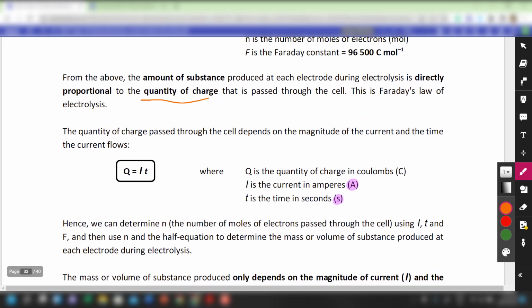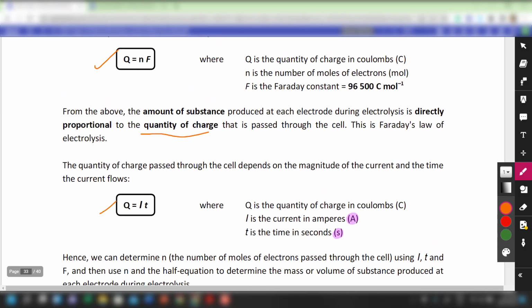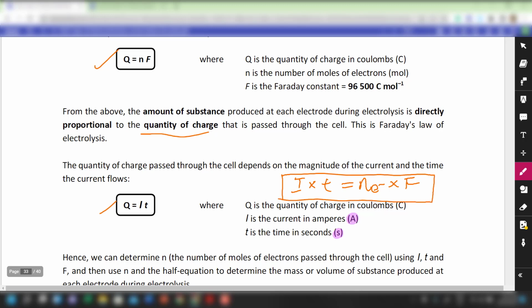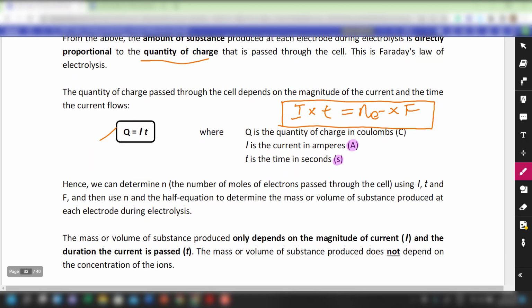If you understand that these two relationships have quantity of charge as the subject, and you equate these two up, you will get current multiplied by time equals the number of moles of electrons transferred multiplied by the Faraday constant. You notice that this is one of the most important relationships you need to know for H2 Chem, especially when you want to perform electrolysis calculations. If you are able to derive or work out this particular relationship, it will help you a lot in your calculation.